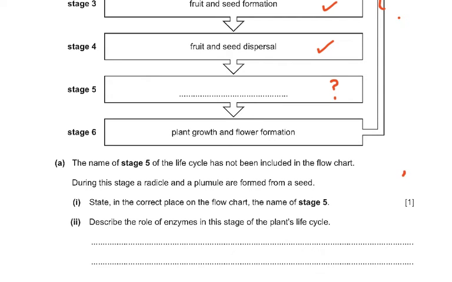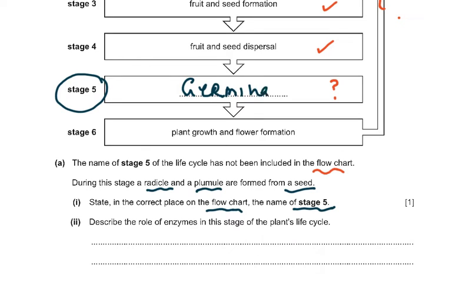Now it says the name of stage 5 of the life cycle has not been included in the flow chart. So we have to give that, but then they give you a clue that during this stage a radicle and a plumule are formed from a seed. So that has to be germination, it can't be anything else. Then it says state in the correct place on the flow chart the name of stage 5. So you had to write here germination, and that would have got you the 1 mark for this part of the question.